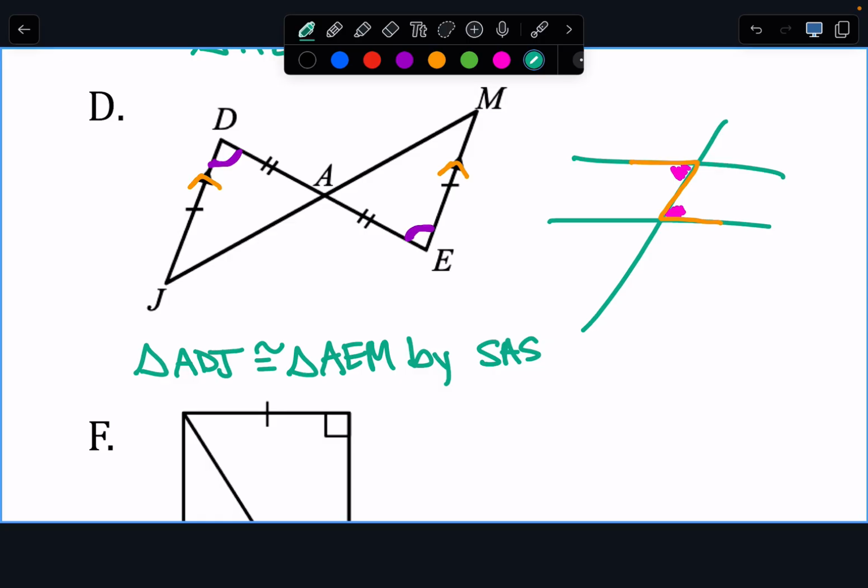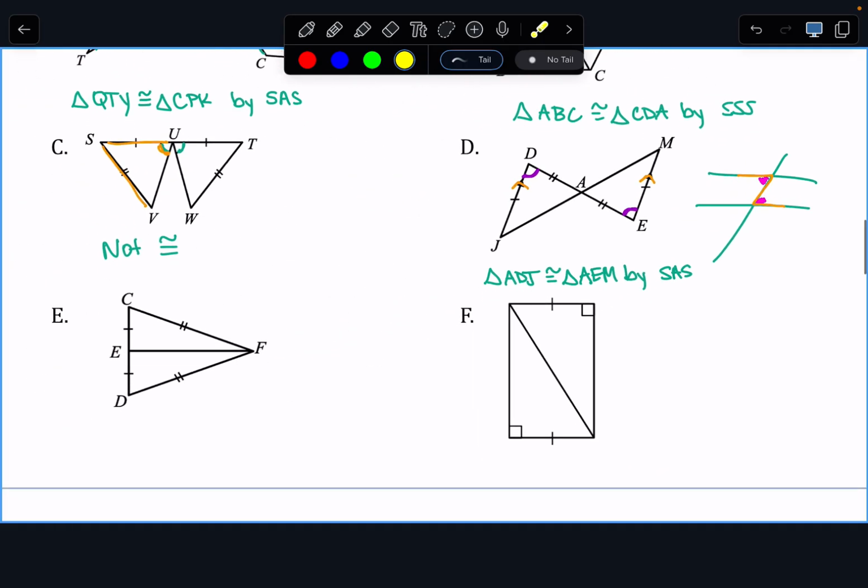Did somebody ask why it's side angle side? Okay, so do you see how I have these two sides marked as congruent, and our angle is in between? Sometimes we have to mark a side or an angle. Since we had parallel lines, I had to mark my angles congruent. Okay.